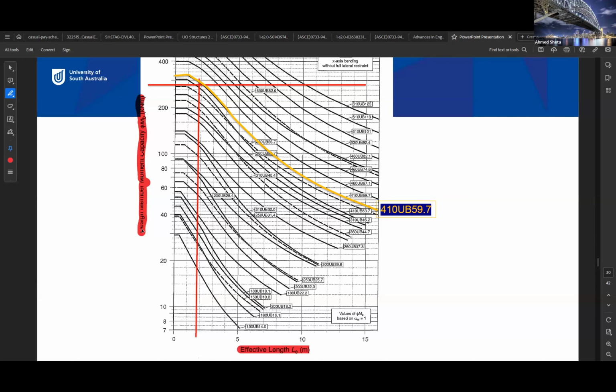If you look at the y-axis, it is the design member moment capacity. Yes, this is the member capacity or moments. So on the y-axis we have moment, and on the x-axis we have effective length. And what we will get from the chart or the table is a section, or a cross section. As you can see, there are several cross sections. So to get a section, we need to know two things. What are these two things? The moment capacity and the length.